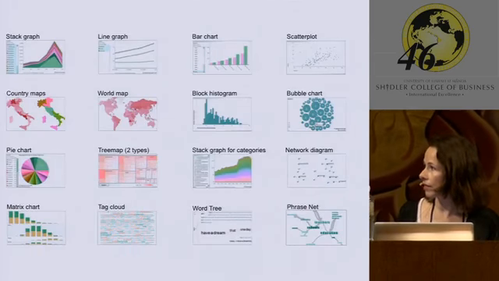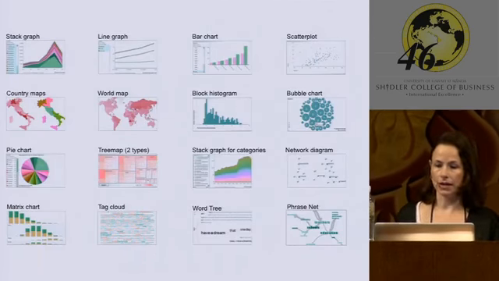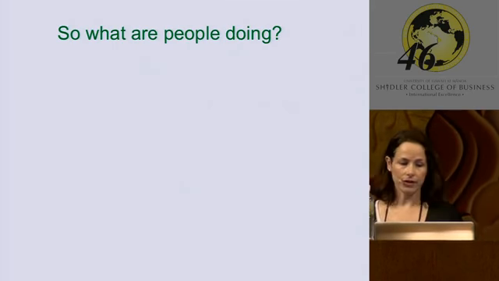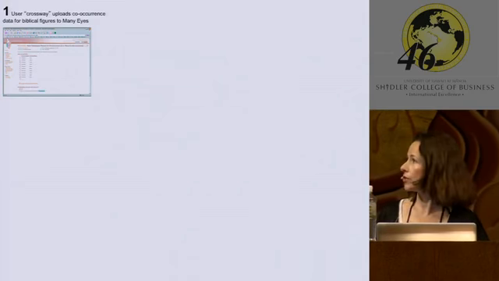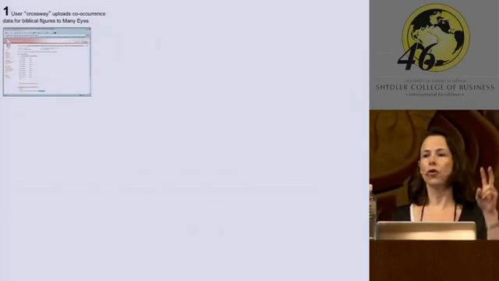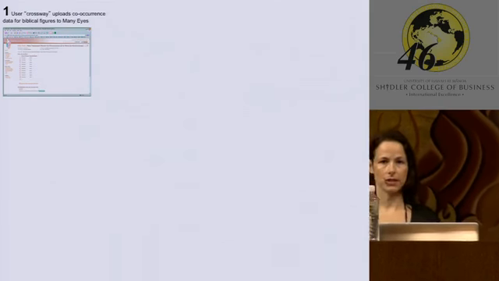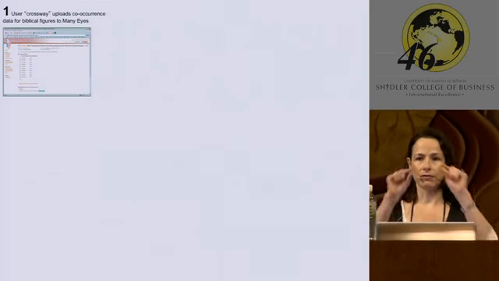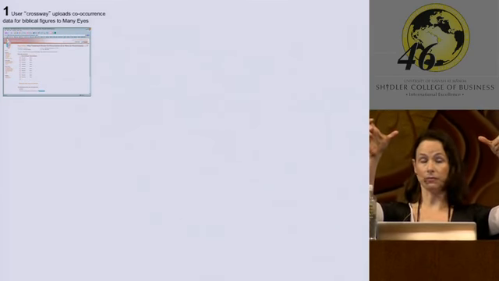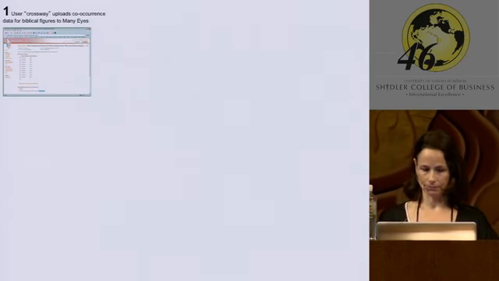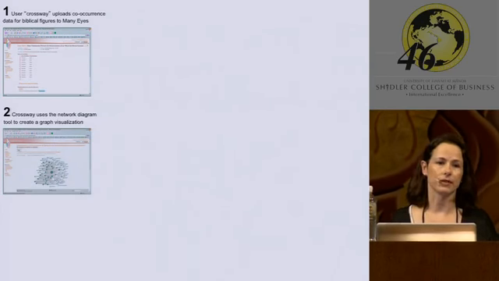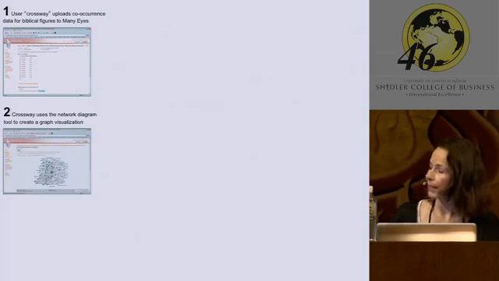So Many Eyes has a lot of different techniques that I can't get into, but what were people doing with this? Very quickly, a couple of days after we launched Many Eyes, a user named Crossway uploaded a co-occurrence data set to Many Eyes on biblical verses. Whenever you have a verse of the Bible and you have two names in the same verse, that became a data point. He created a social network of the New Testament. You can imagine who's the big dot in the middle.